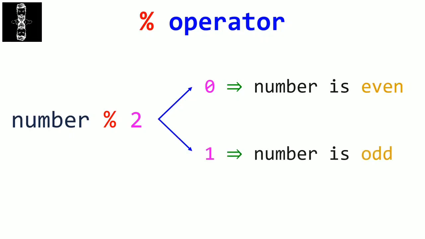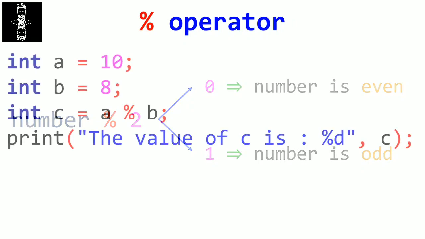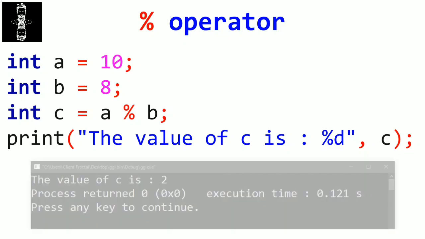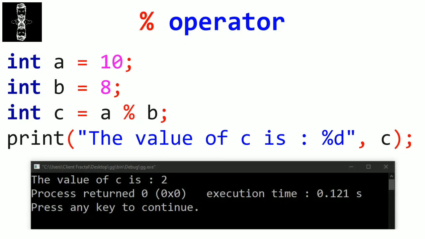And to take up our example of A, B, C, if we assign to C the operation A modulus B, we get that C is equal to 2, because 10 modulus 8 is 2.